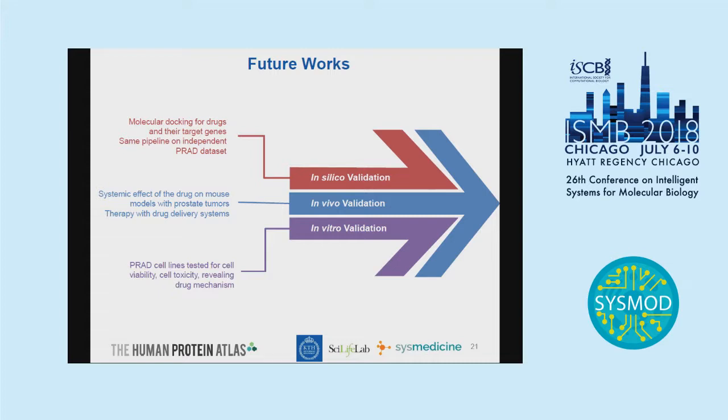For sure, we can do in silico validations, like molecular docking for the drugs and their target genes that we assume. And we can use the same pipeline on an independent prostate cancer data set. And we can do in vitro validation as we are doing now. But we can also test different prostate cancer cell lines. And we can test cell toxicity or reveal the drug mechanism.